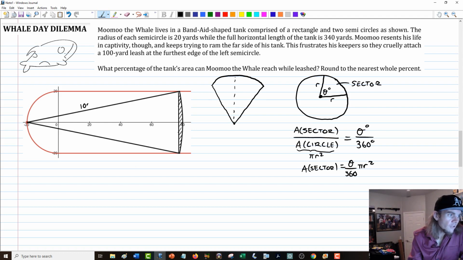We said that since the leash of Moo the whale is 100, that means the radius of this circle that we're looking at, a small sector of, is 100.